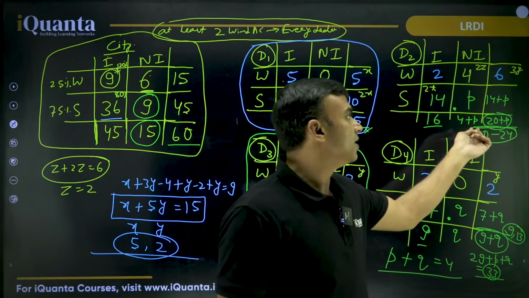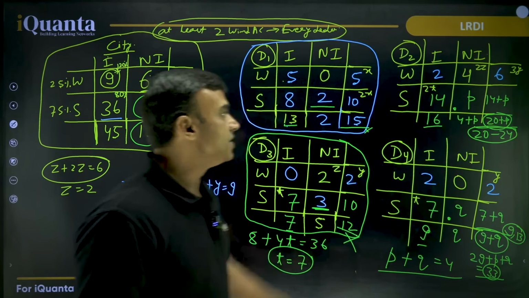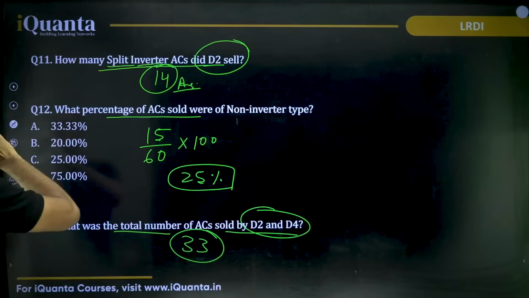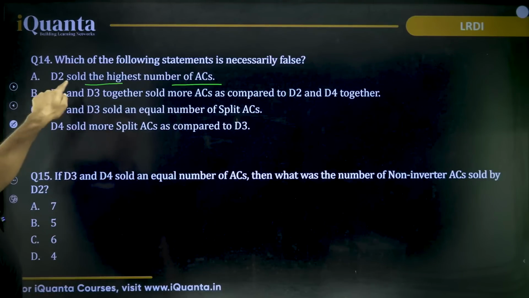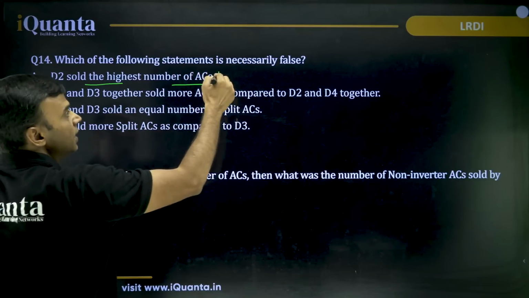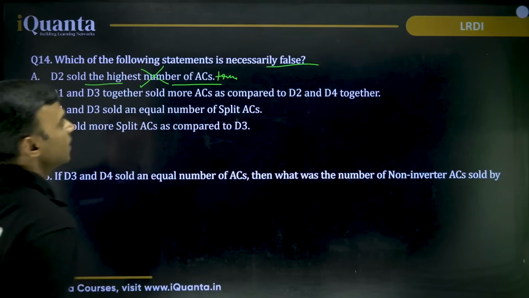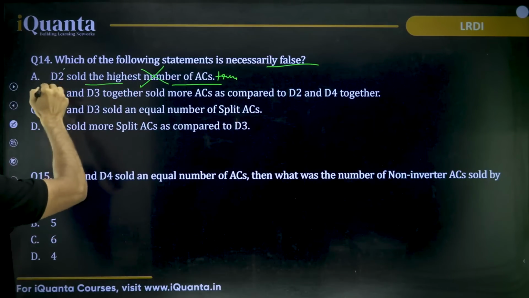So clearly the minimum value of D2 is itself higher than any other value. That means D2 has sold the maximum number of ACs. D2 sold the highest number of ACs. We need false. So this cannot be, this is true. You see, this is true. So this cannot be the answer. We want false. Okay. This is not the answer.